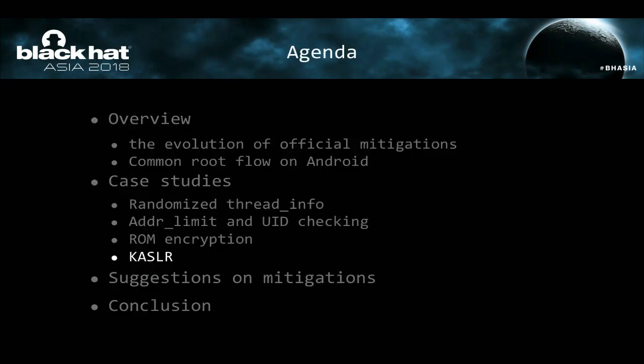Next is case study 4, KASLR. The main content of this case consists of the following three sessions. The first session will give a brief introduction to the background of KASLR. The second session will explain the KASLR implementation on Android kernel 4.4. For the last session, the details of KASLR bypassing on Mi Note 3 will be introduced.